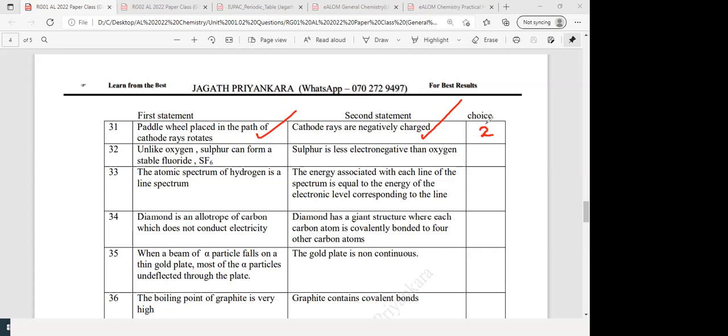Question number 32. You had enough time. What is the answer? SF6 can form because it is octahedral. Then, sulfur is less electronegative than oxygen. That's also correct. Will that explain? No. The answer is second.